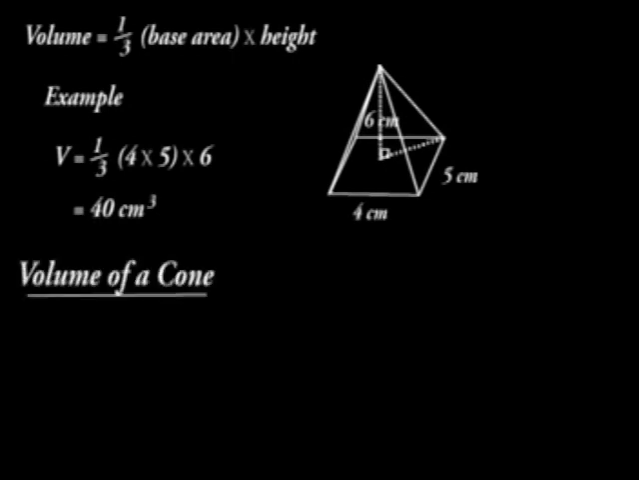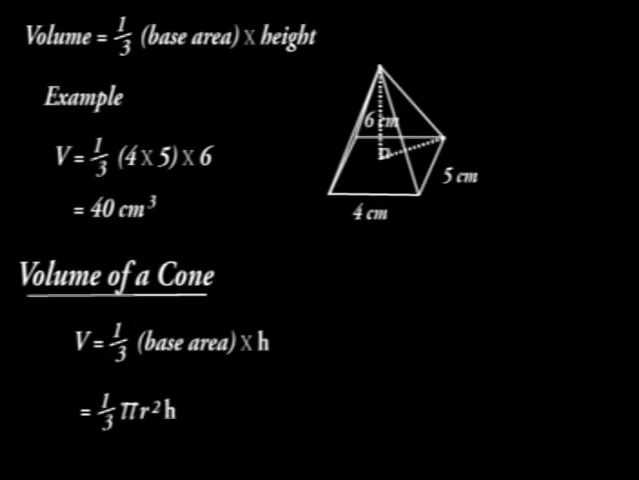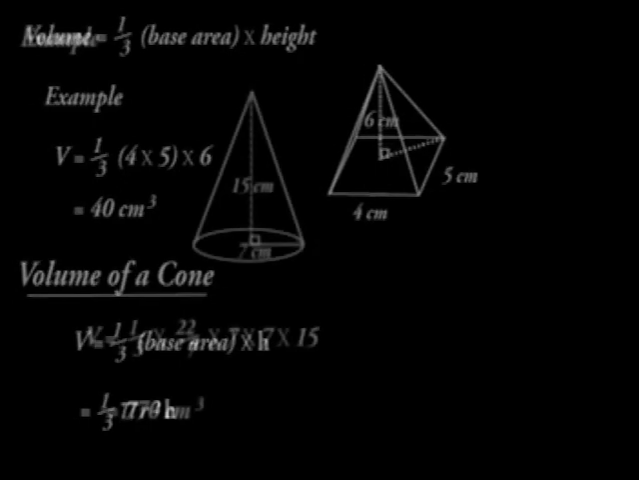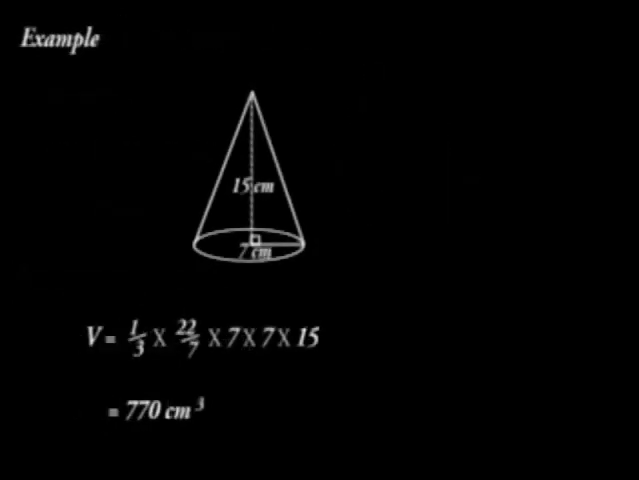Volume of a cone is calculated as a third times base area times height, that is a third pi r squared times h. For example, for the cone below, the volume will be a third times pi times 7 times 7 times 15, giving us 770 centimeter cubed.